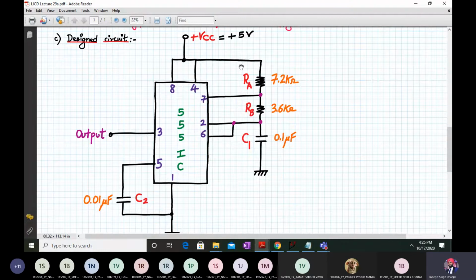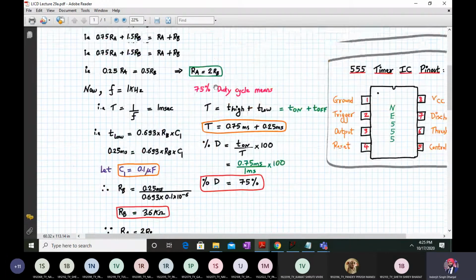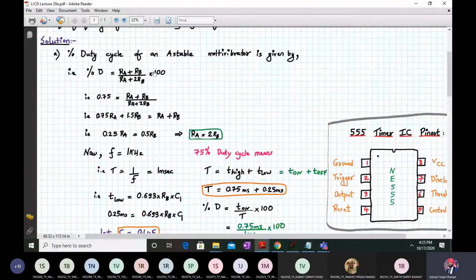RA, RB and C1, these are the external components. Pin number 3 is my output, and between pin number 5 and ground (pin 1) we normally connect a 0.01 microfarad capacitor, and VCC is given as 5 volts. Let us come back to the design.